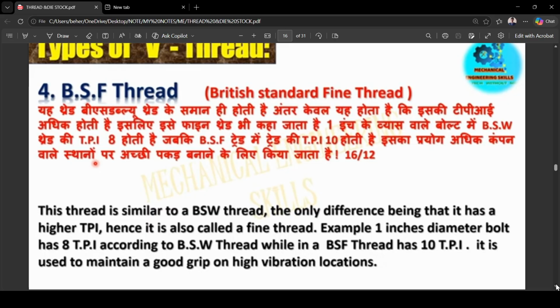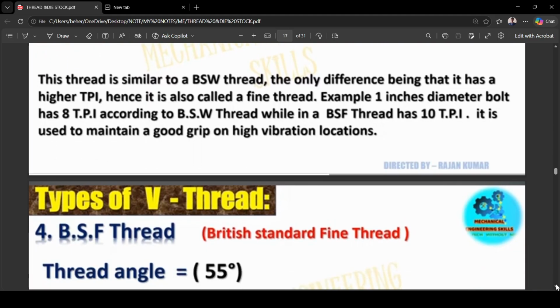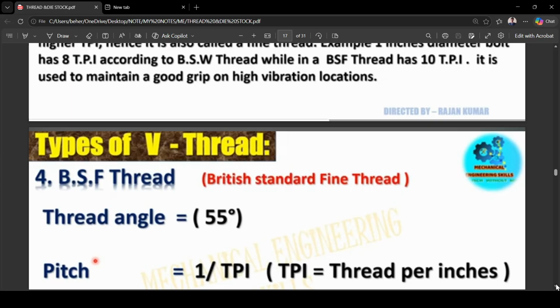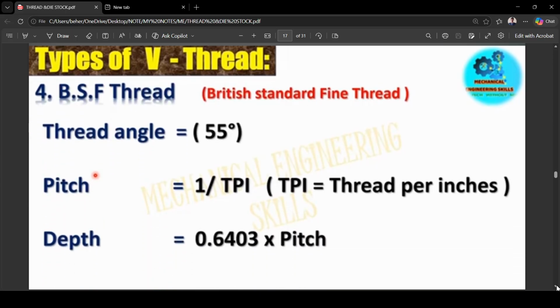BSF thread. This thread is similar to the BSW thread. The only difference is that it has a higher TPI, hence it is called a fine thread. Example: a 1 inch diameter bolt has 8 TPI according to BSW, while in BSF the thread has 10 TPI. It is used to maintain good grip and in high vibration locations. See, this is the image of the BSF threads.